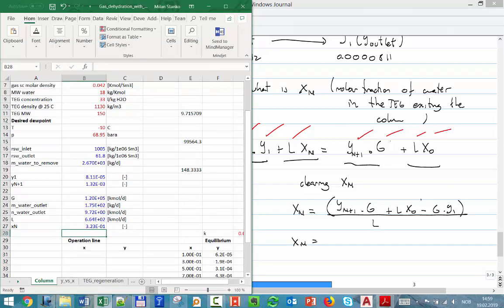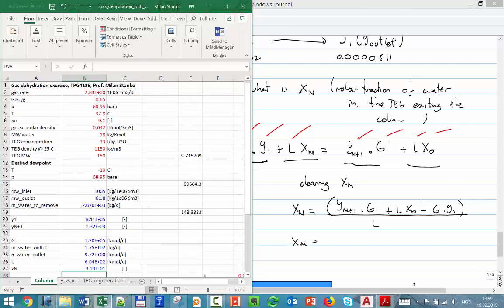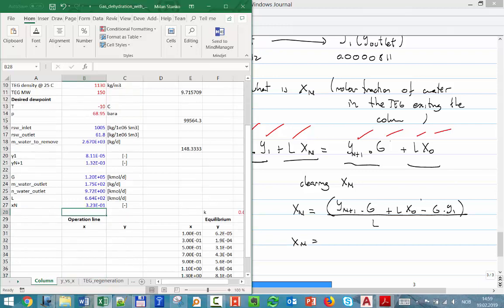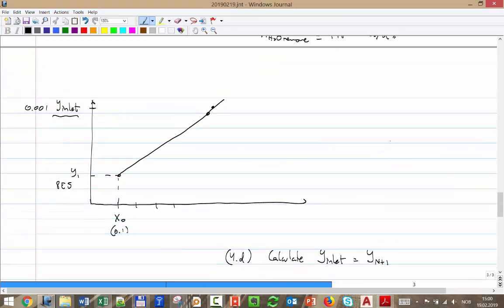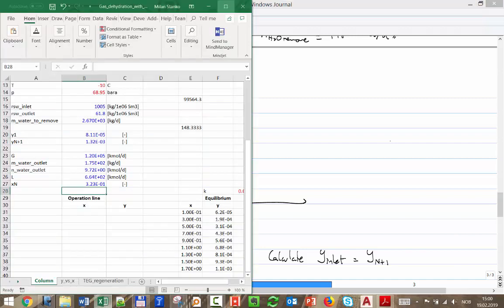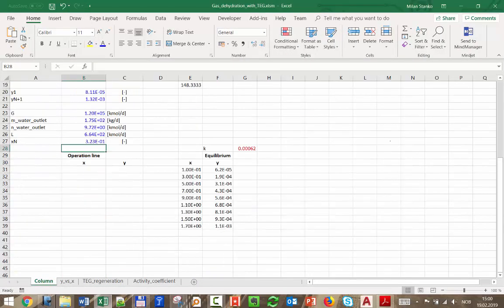30% molar fraction. That means the TEG entering the column from the top has 10% of water, and then when it's leaving, it has 30%, 32%. So now we know already the bounds. We want to make that plot until y inlet, and all the way to 32%. So we now know the range of our column, of our operation. So let's make that plot, and then we take a break, because I think all of us need a break.